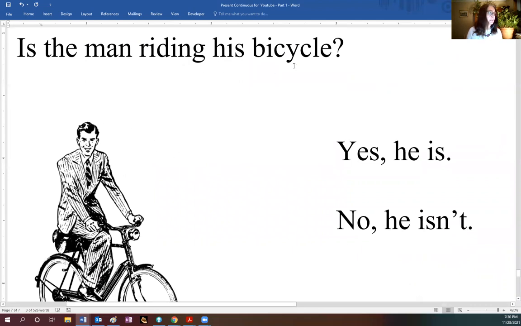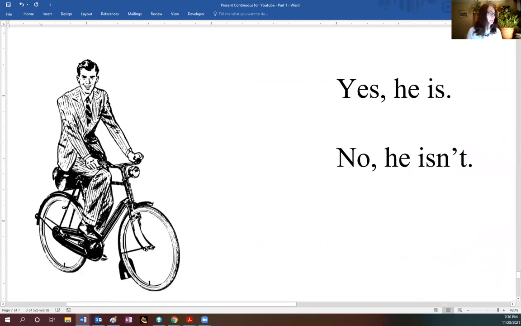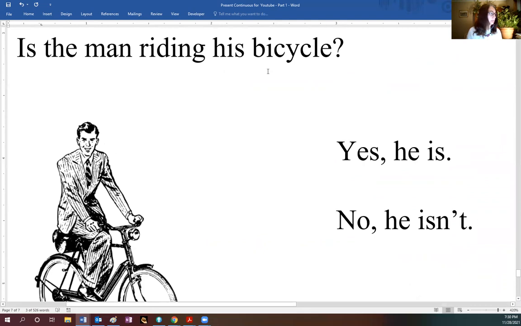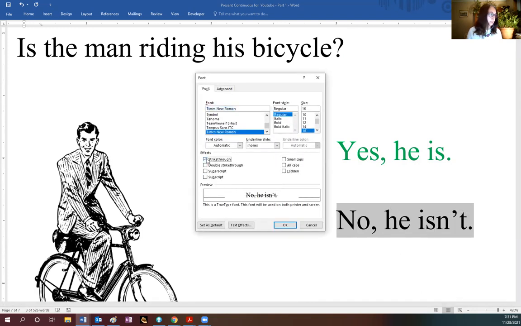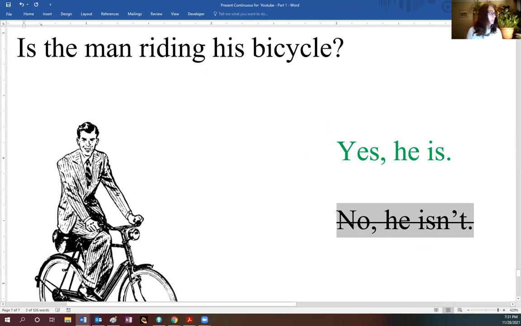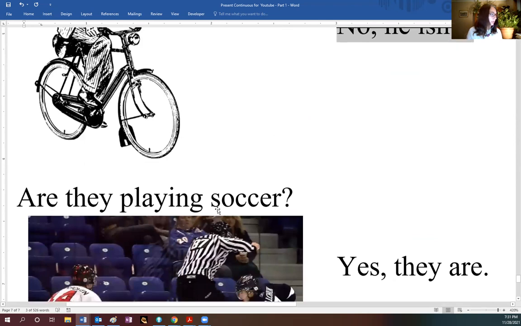Next one, number 2. Is the man riding his bicycle? Yes, he is. Or no, he isn't. Which one is the good answer? If you said yes, he is, that's the good answer. No, he isn't, is not a good answer. So if you thought like that, it's good. So is the man riding his bicycle? Yes, he is.